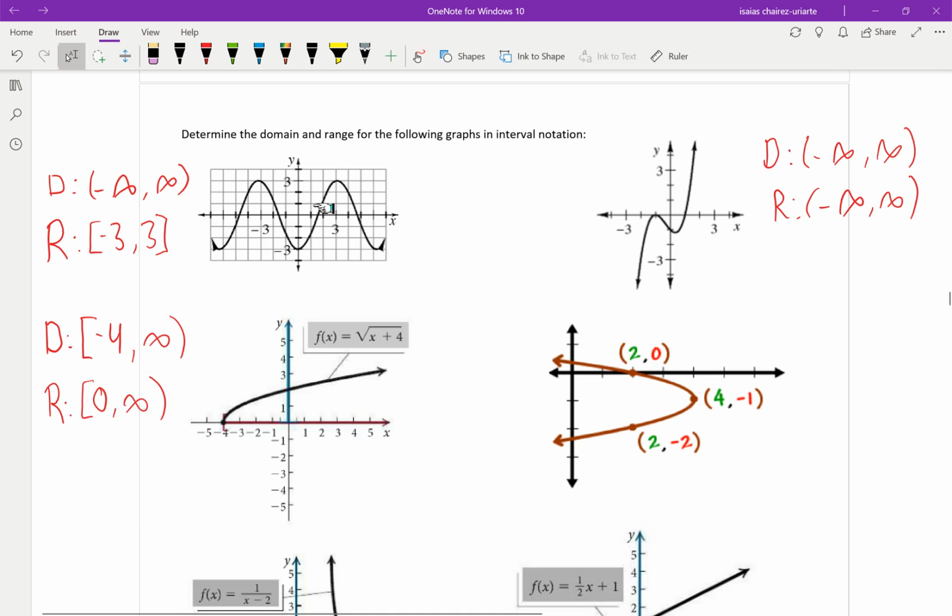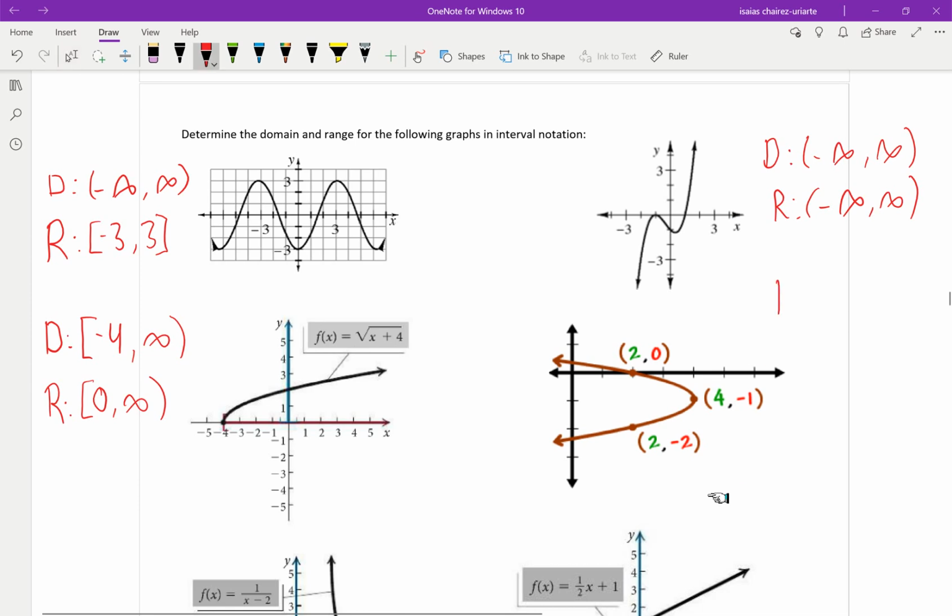Good. So far, we've only been dealing with functions. This graph up here passes the vertical line test. This one passes the vertical line test. This passes the vertical line test. These are all functions. We could call them f of x or g of x or something like that. This next one is not a function. It fails the vertical line test. And that's okay. It still has a domain and it still has a range.